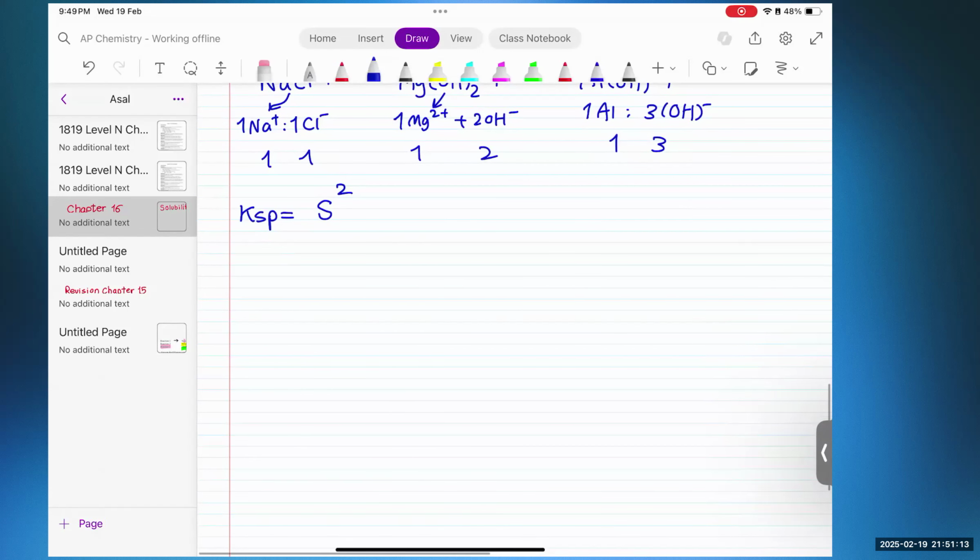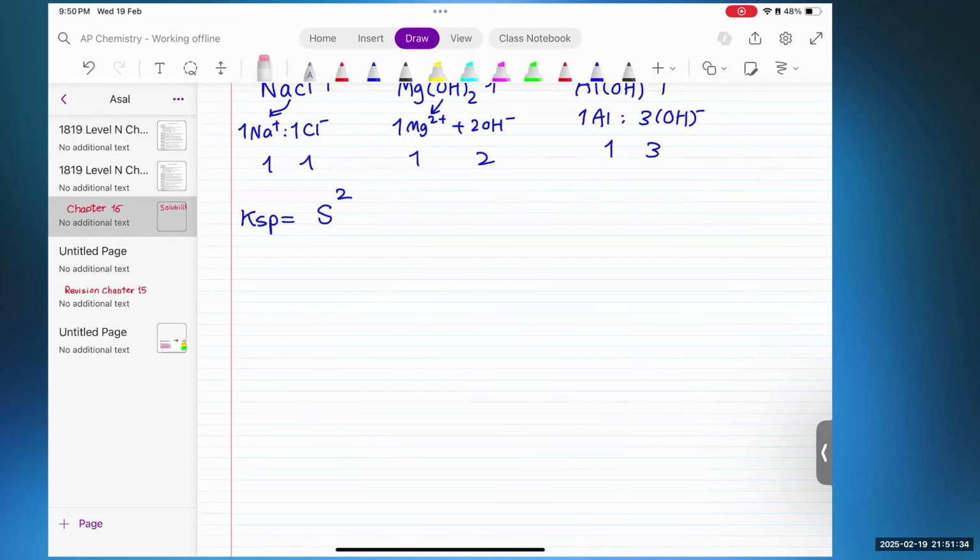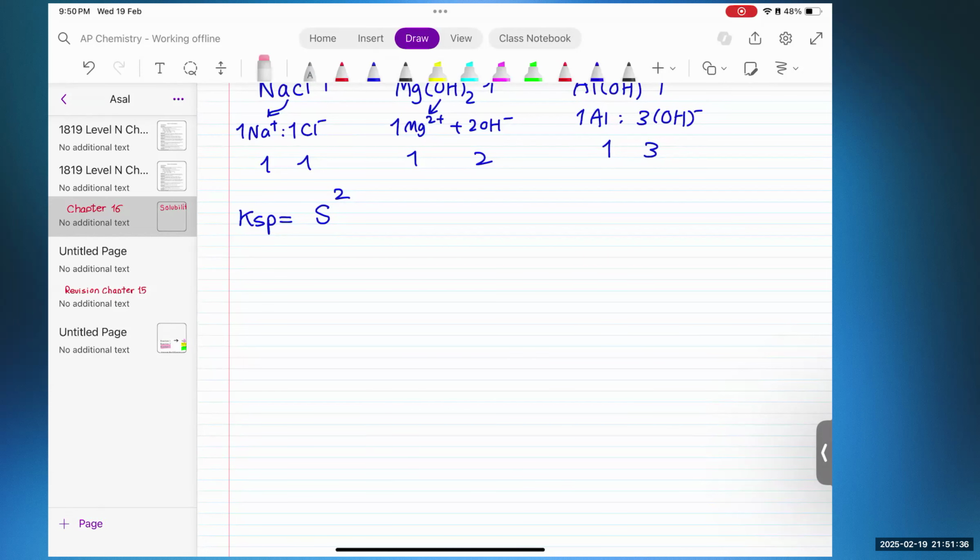And just to remember how we got this: we said sodium chloride, for example, dissolves and has high solubility, so let's take something with low solubility like what we just mentioned, for example silver chloride. You can see the screen, right? Yeah, I can see. So silver chloride breaks down into silver plus and Cl minus in the ratio of 1 to 1.